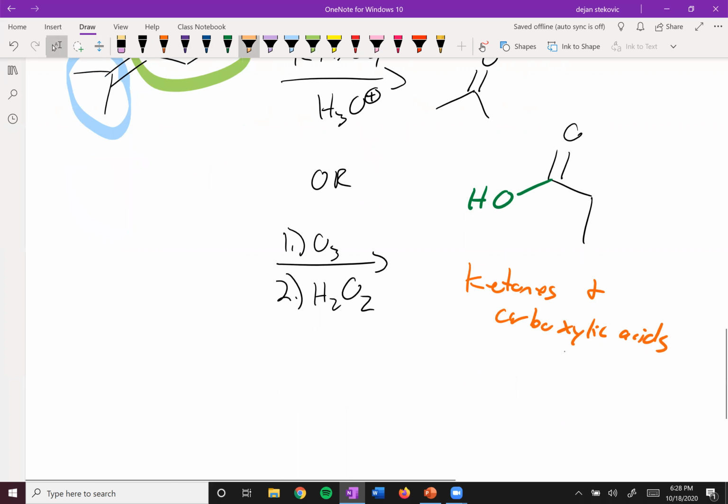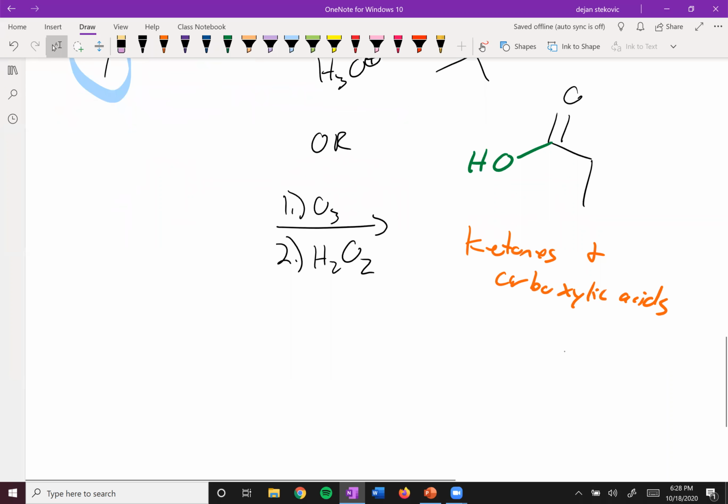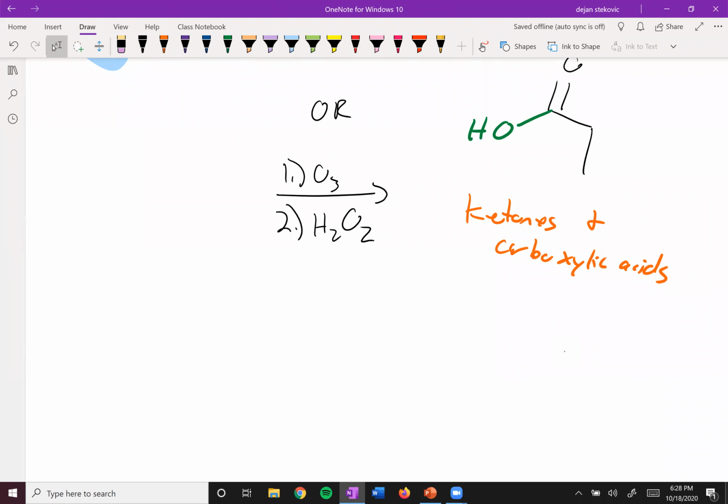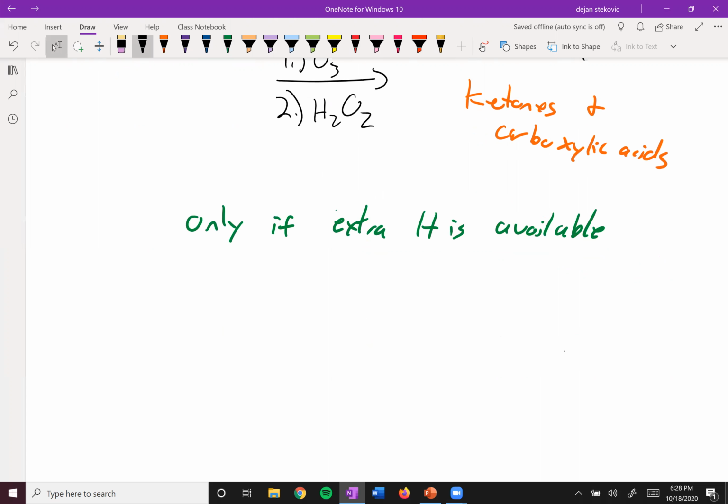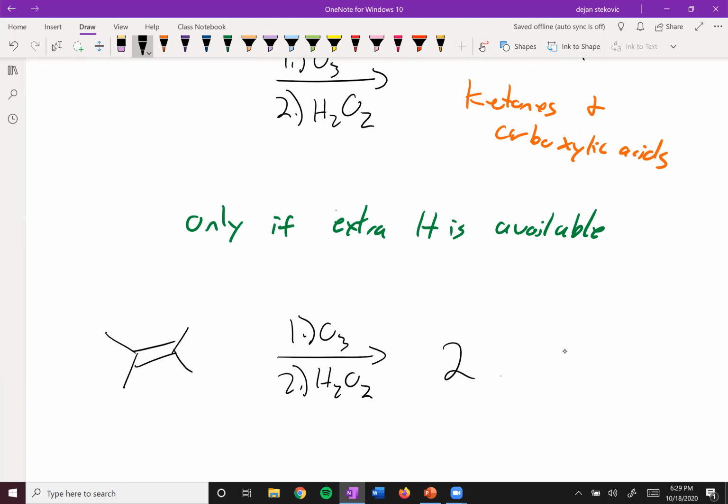But we need the extra H, right? Your alkene has to have an H in order to form a carboxylic acid, so only if this extra H is available. If you don't have an extra H available, even if you use ozone followed by an oxidant, you'll still end up with just your ketones. You need the H in order to make them into carboxylic acids.